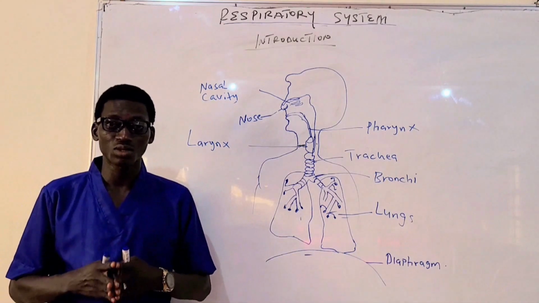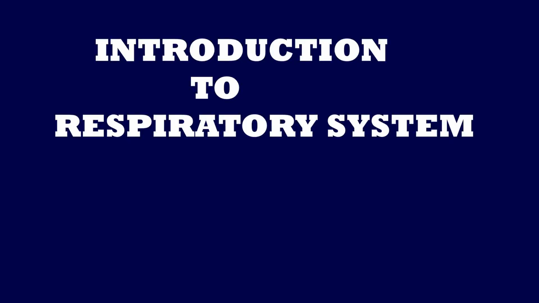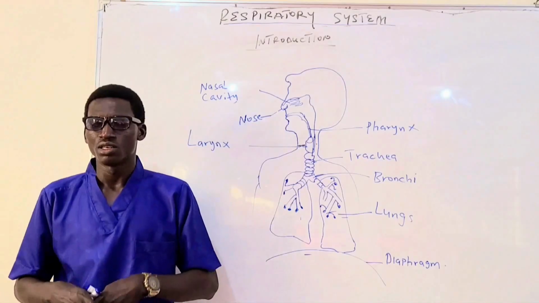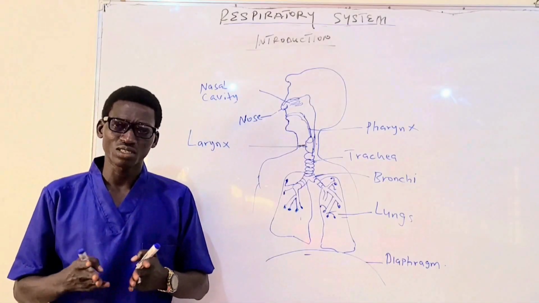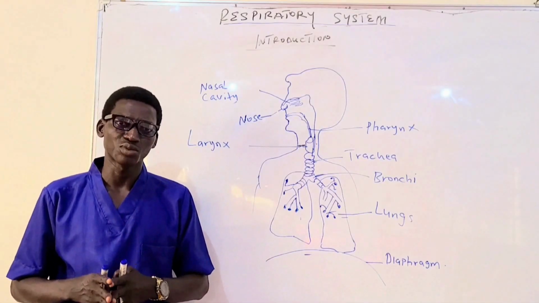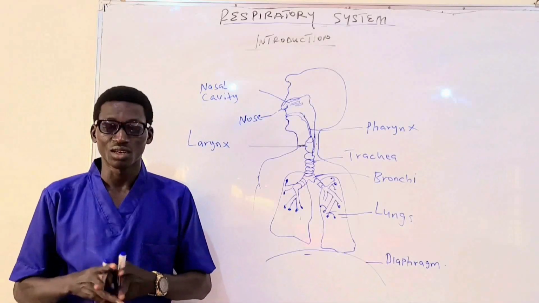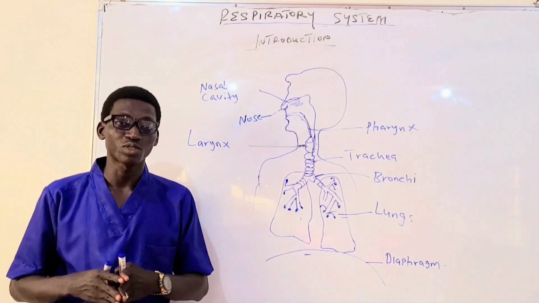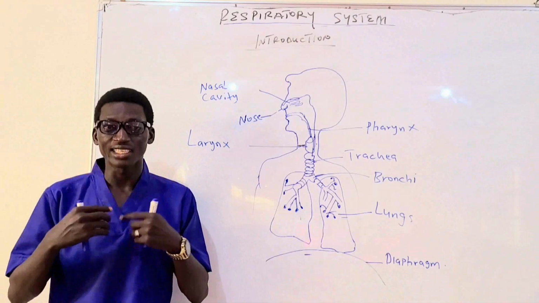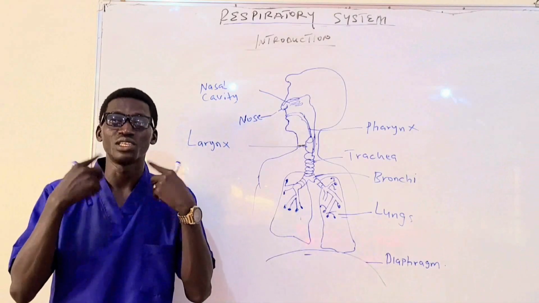In today's class, we're going to talk about Introduction to Respiratory System. The respiratory system is one of the systems in the human body which has to do with respiration. And we all know respiration is the process of taking in atmospheric air and taking out carbon dioxide from the body.